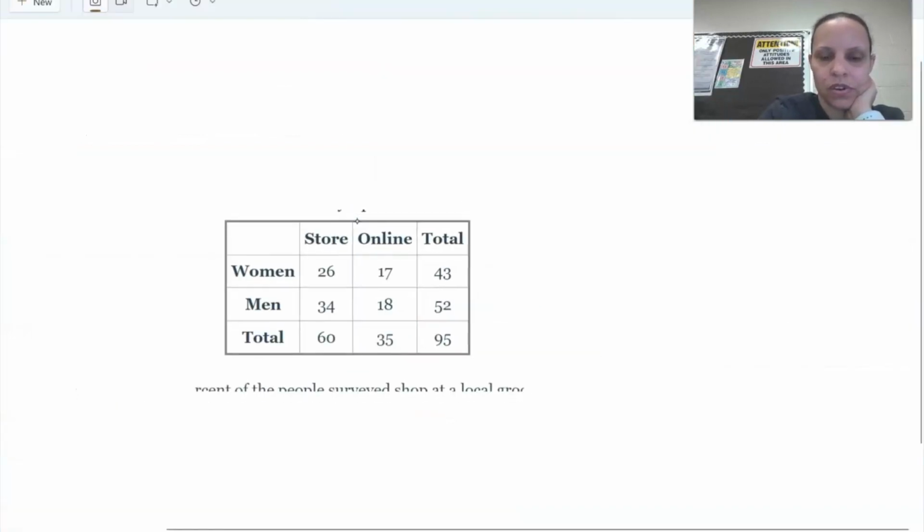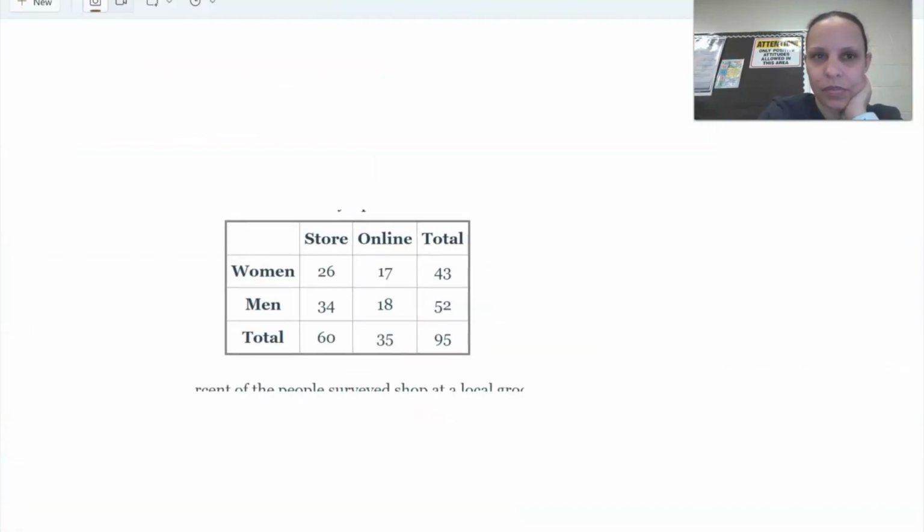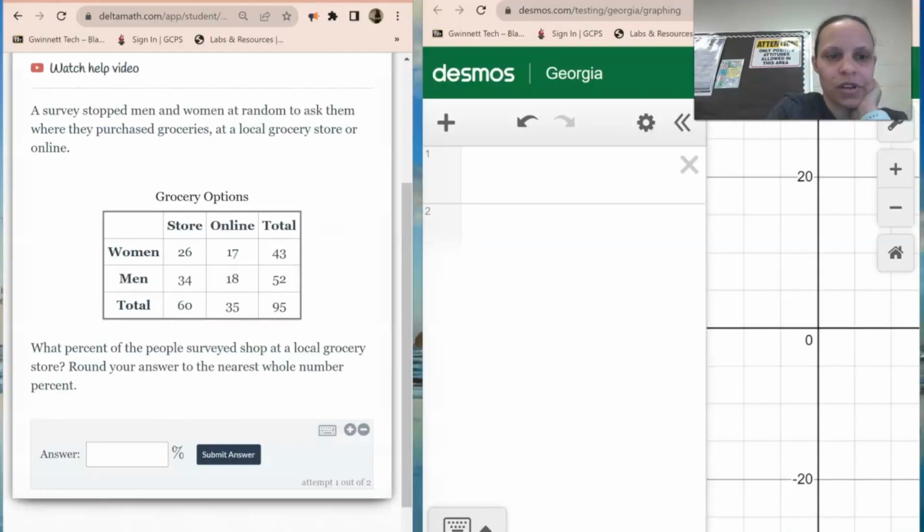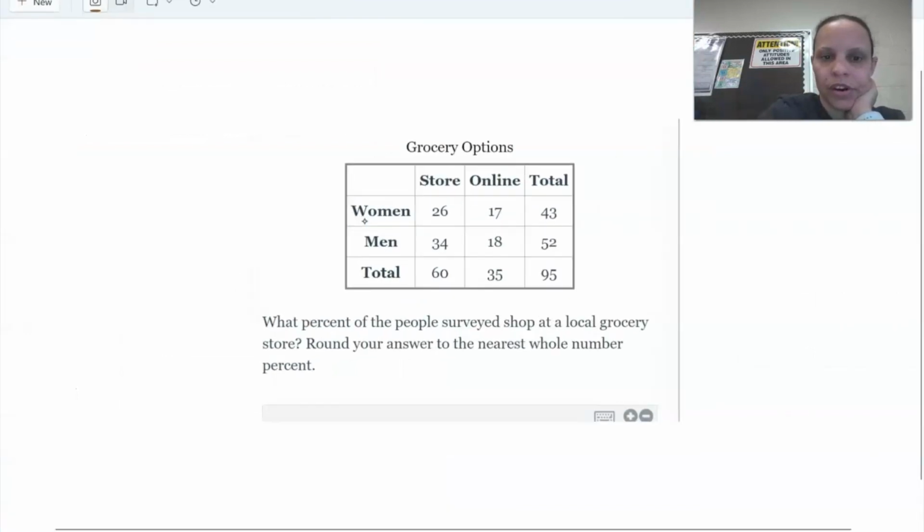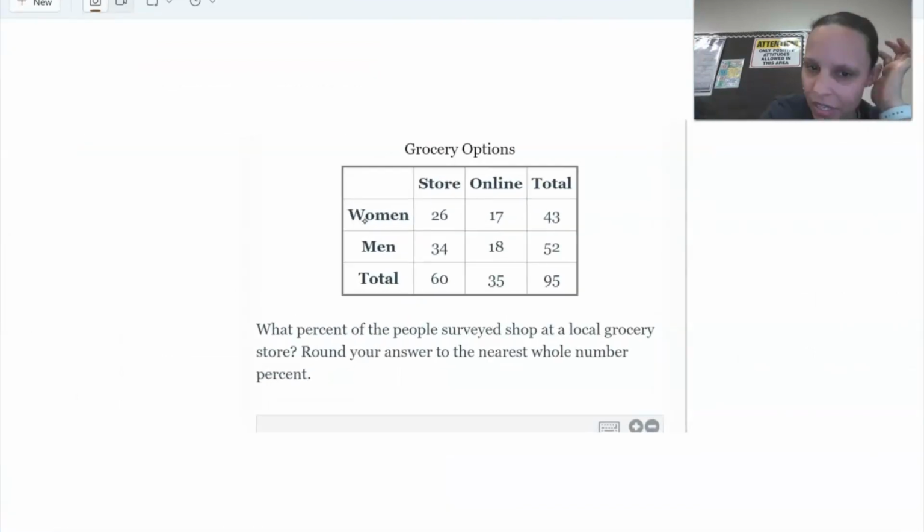Oh, I didn't take a picture of the actual question. How about that? All right, so what percent of people surveyed? So who are the people surveyed? Doesn't matter if they're men or women, there's the total. So 95. Shop at the local grocery store.